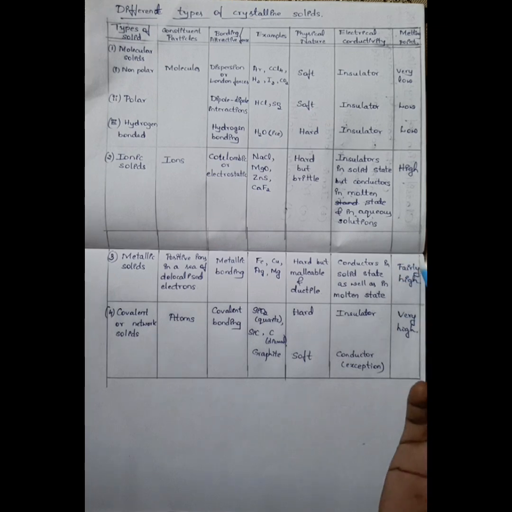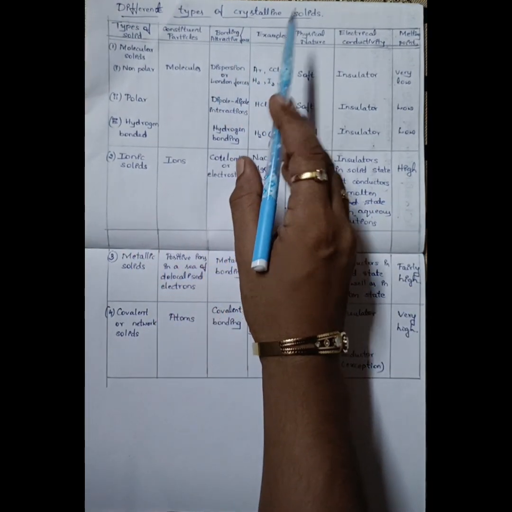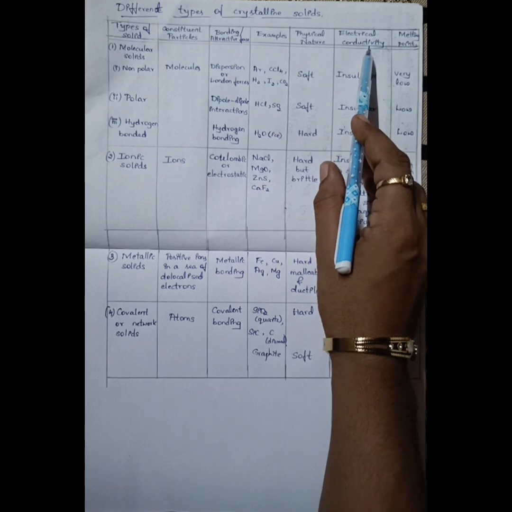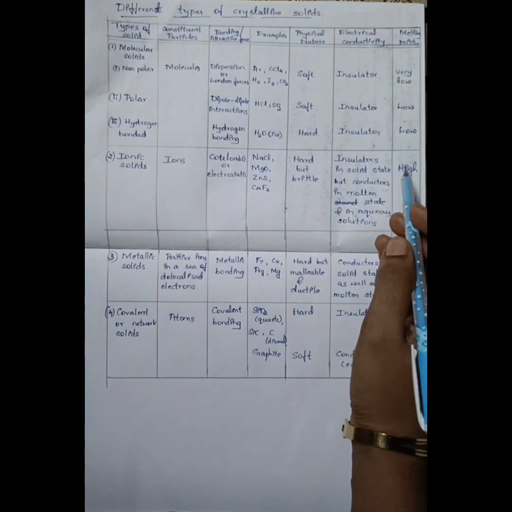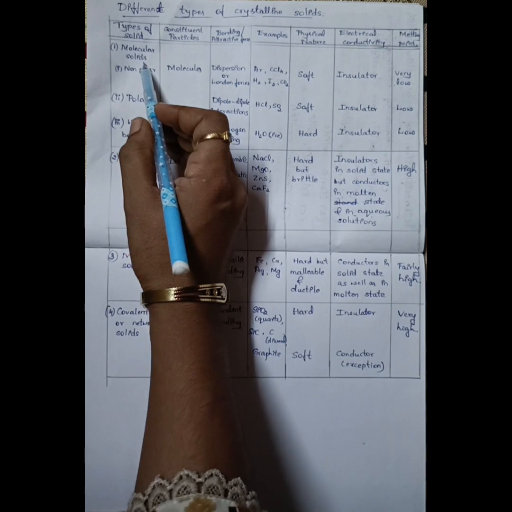So here let us discuss the different types of crystalline solids. Here we have seen four types of crystalline solids. Let us discuss the constituent particles, attractive force, example, physical nature, electrical conductivity, and melting point. The first one is molecular solids.